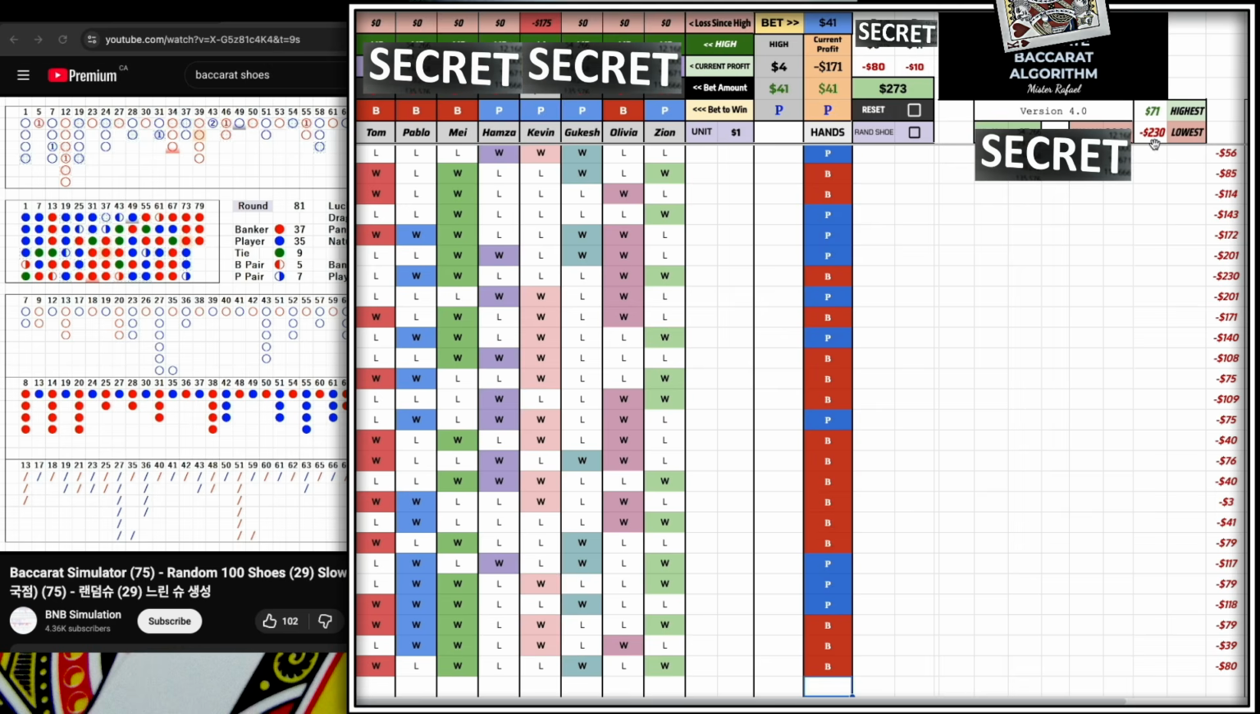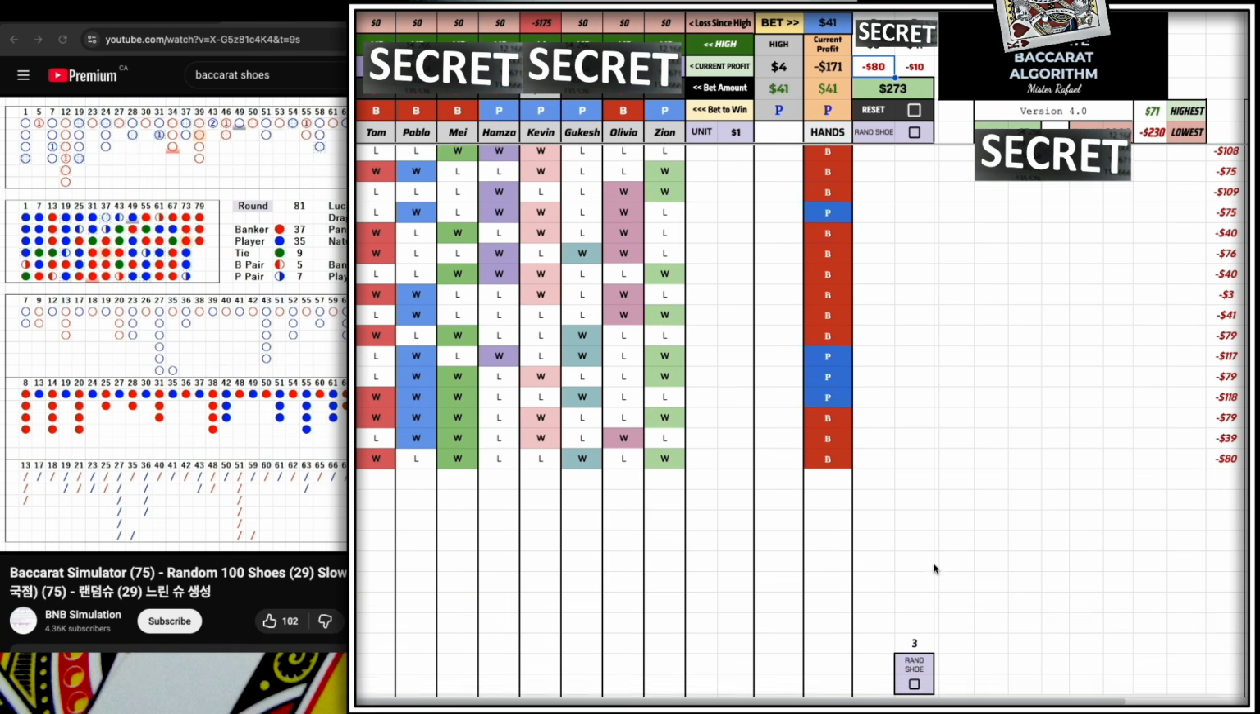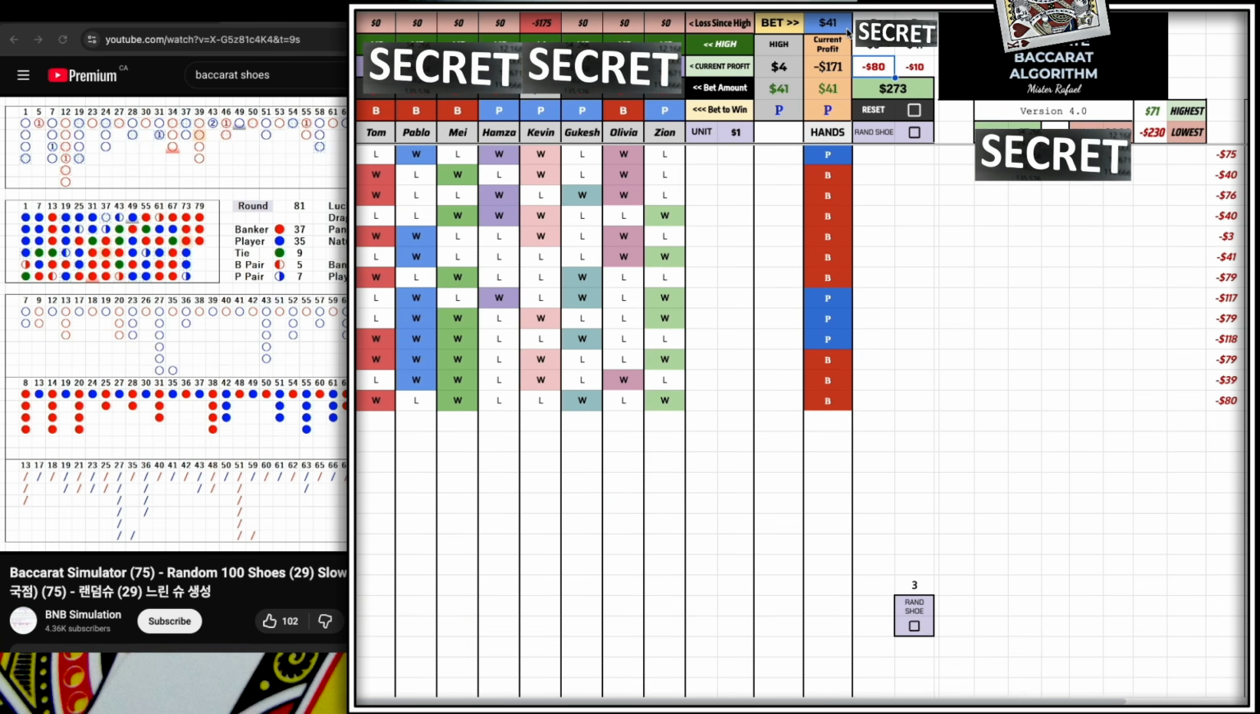Whoa, so we got down to minus $230. Currently sitting at minus 80. So we're going to have to go into a third shoe. Next bet would be $41 on player. All right, so next shoe is 43. We'll start that from here.